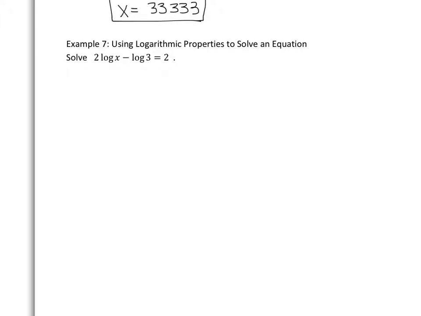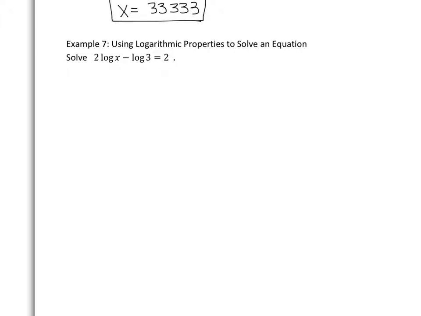All right, we are going to use our log properties, the ones we learned yesterday, to solve an equation. So we have this equation: 2 log x minus log 3 equals 2. They're both base 10, so that's good, because that's easy for us to deal with. But maybe it would be easier if they were just a single log. So what can we do to get them together?